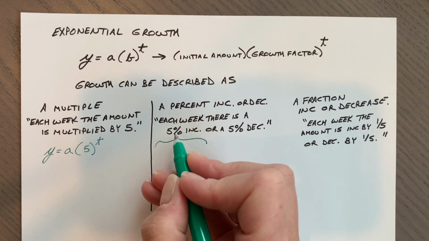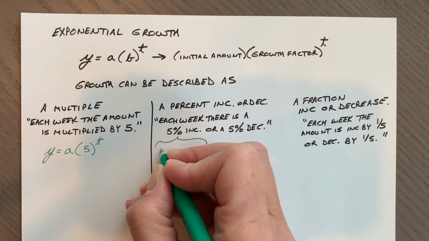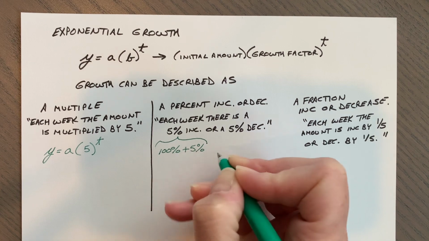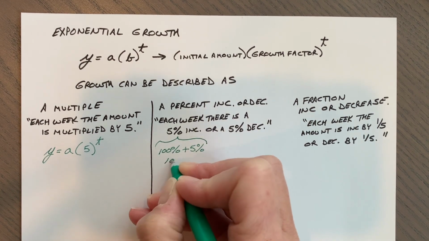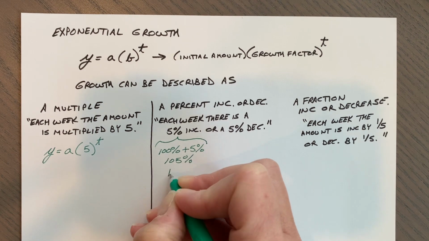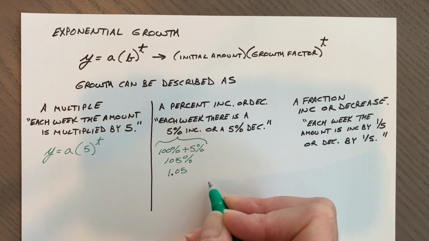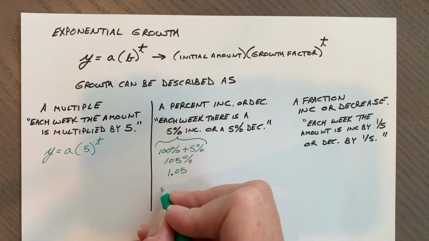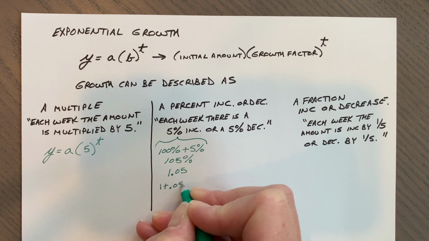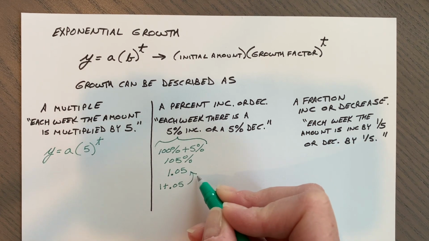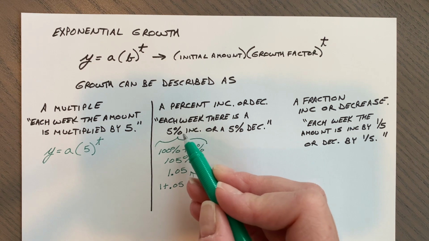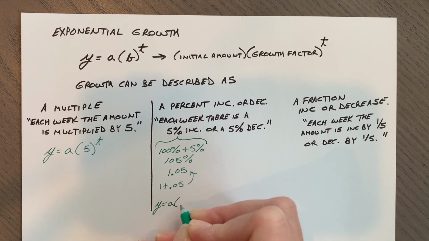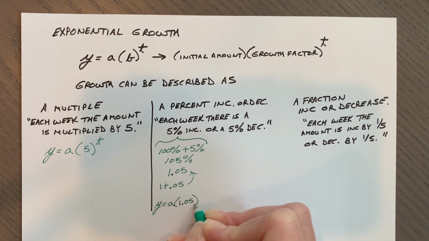Well, if your amount increases 5%, that means you keep your 100% and you add 5% each time. Well, that's 105%. In decimal form, that's 1.05. So you have seen this growth factor described as 1 plus the 0.05, right? That's where we get this 1.05. So if we were having a 5% increase each week, our formula would look like y equals a times 1.05 raised to the t.